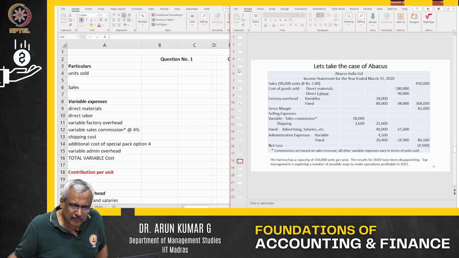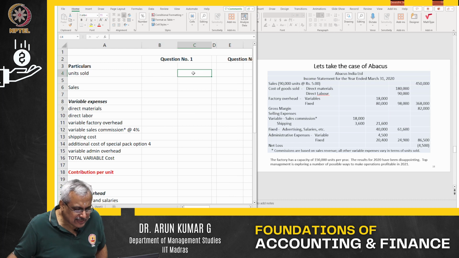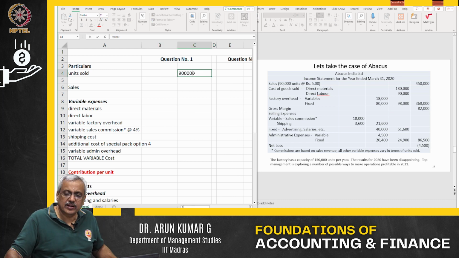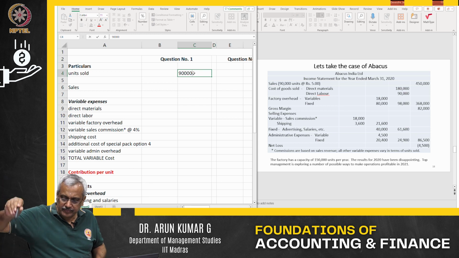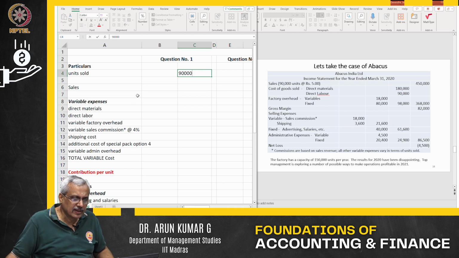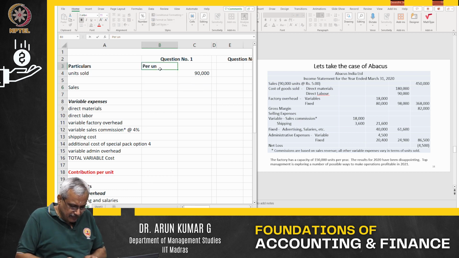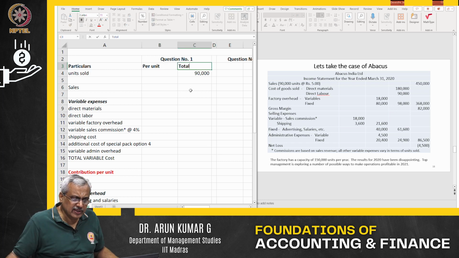Now it says the number of units sold in this particular case is about 90,000 units. I am just noting that. So, what is the sales per unit? Let us say this is per unit and this is the total.